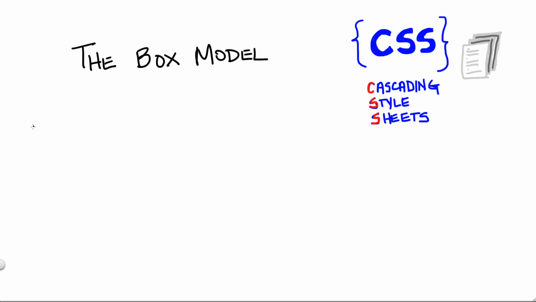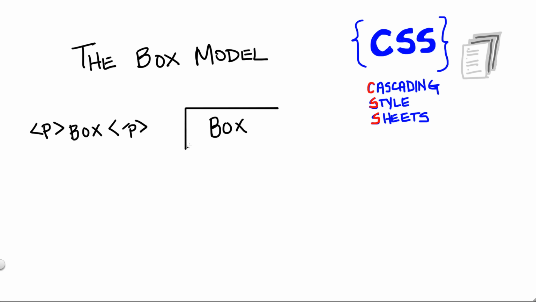What I mean by that is if we have a paragraph in our HTML with the word box in it, we'll close that. If we were then looking at our browser, it would just look like that, right? So it would be a really simple text box. But what we can't see in the HTML is the imaginary box that surrounds this text.